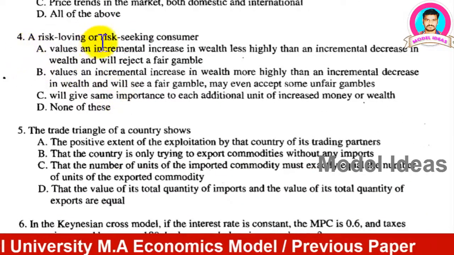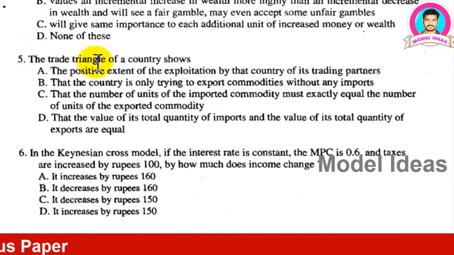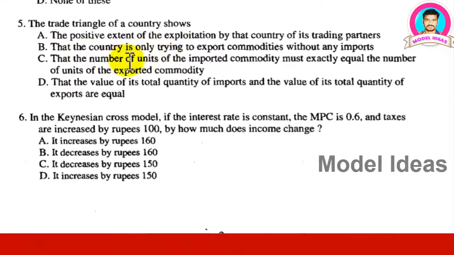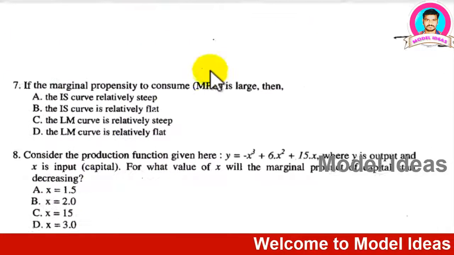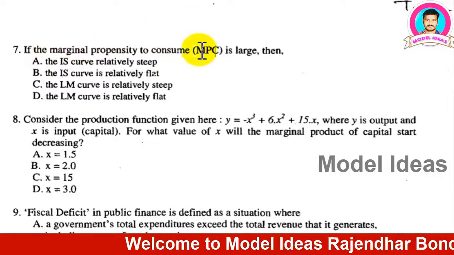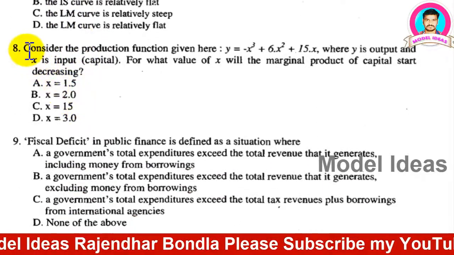Okay, a risk loving or risk seeking consumer. Next, the trade triangle of a country shows, what does it show. Now question number 6, there are 4 options here. Next, the 7th question, just see options 1, 2, 3, 4, then which one is the correct answer. Next, question number 8.